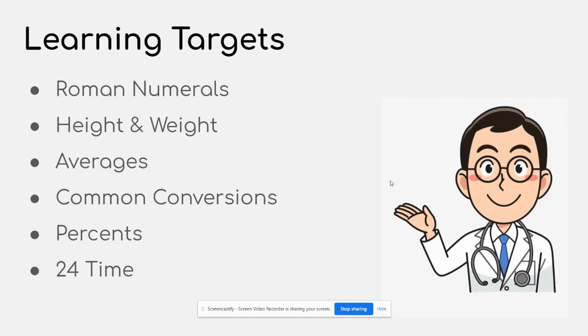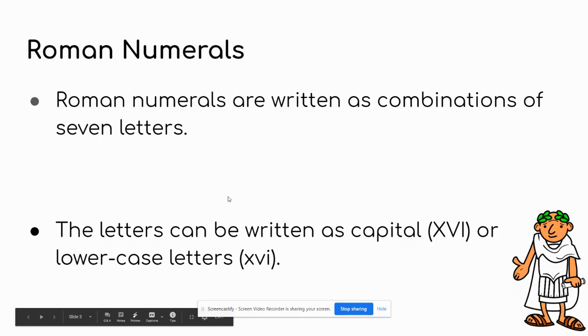So think about it. All right, here are your learning targets for the day. We're going to hit these 6 bullet points. First, we're going to start off with some Roman numerals. We're going to talk about height and weight, the differences between the two, averages, some common conversions that you need to know, how to deal with percents, and most importantly, medical time. And then there are some bonus questions for you at the end. Here we go. All right, first things first, Roman numerals.